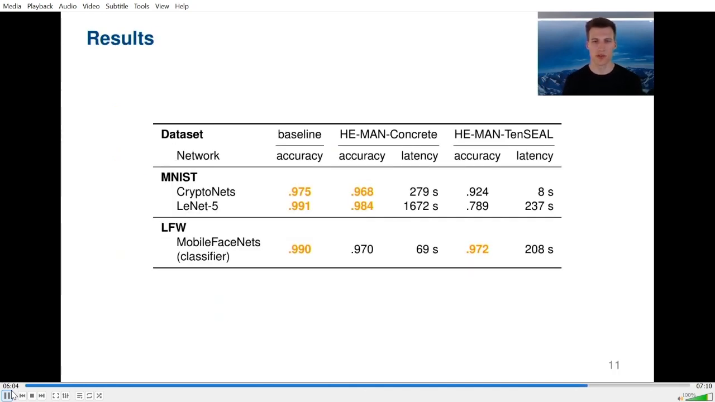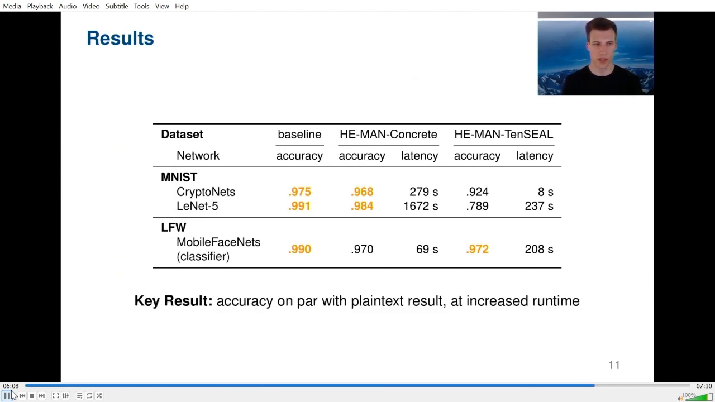I won't go into the details of the numbers, so I just tell you the key result, namely that we achieve accuracies that are almost on par with the baseline accuracies. However, this comes at an increased runtime. But we achieve inference with the same accuracy while preserving the privacy of the data and the model.